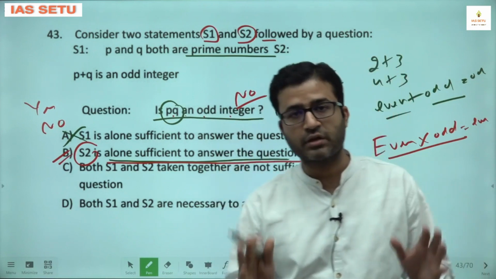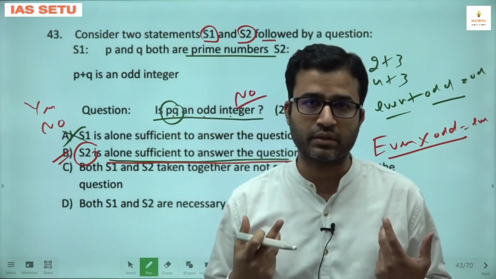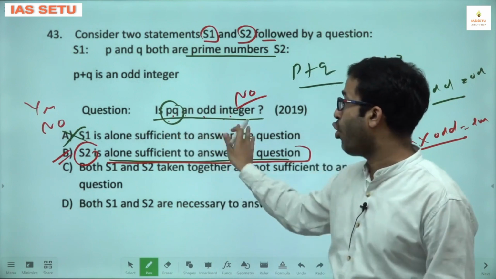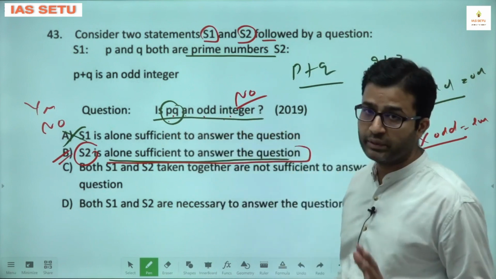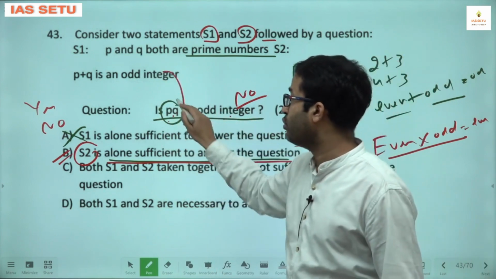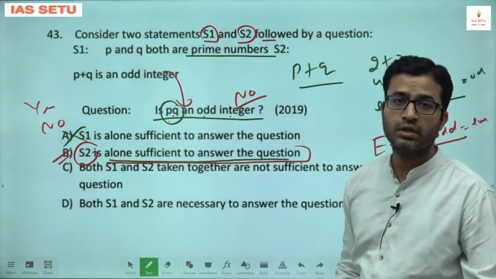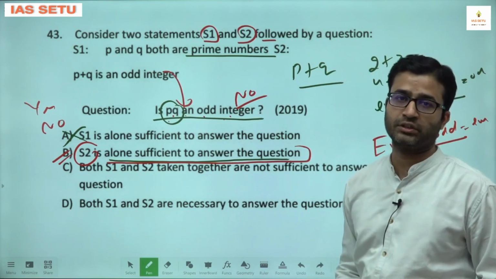I ask you, have you had breakfast? You say no. I'm happy because I got my answer. So here statement 2 is saying no, this will not be an odd number, it will be an even number. So statement 2 alone answers this. Is P and Q an odd integer? No. So no is the answer for this question.